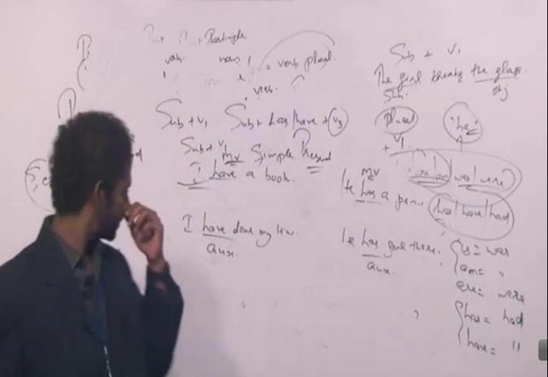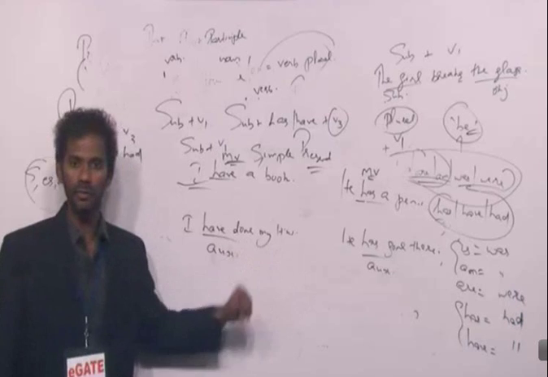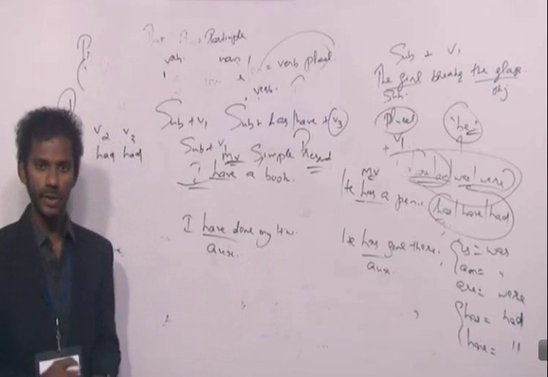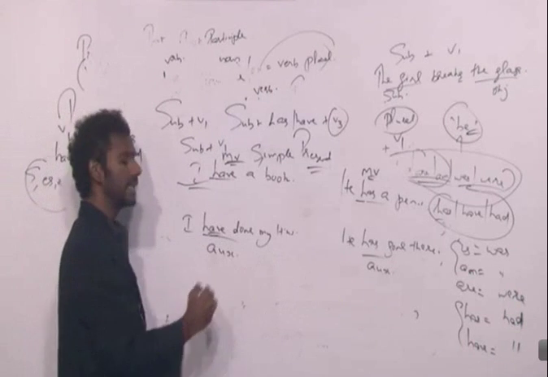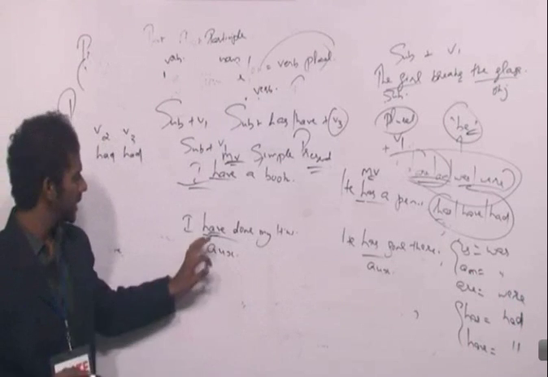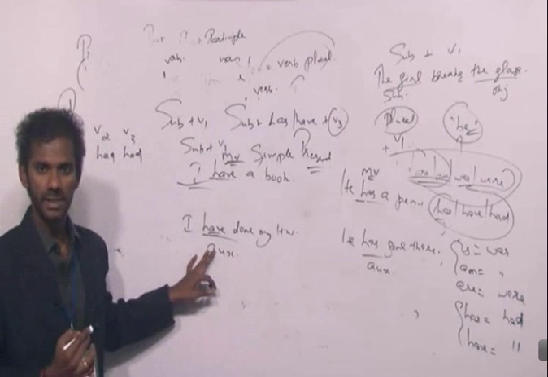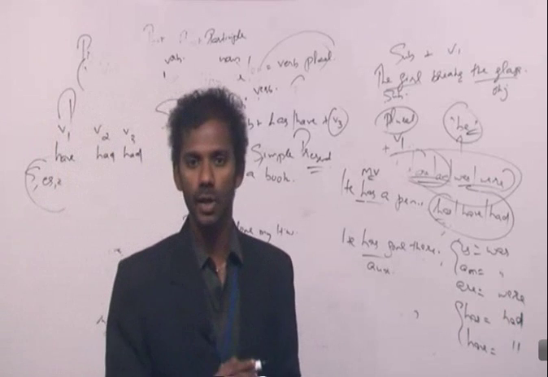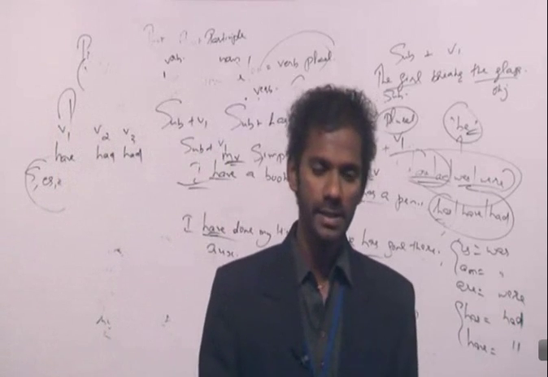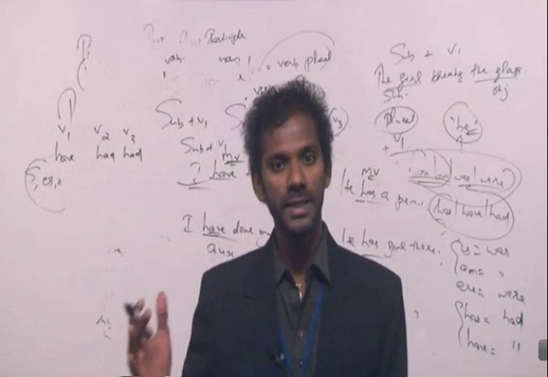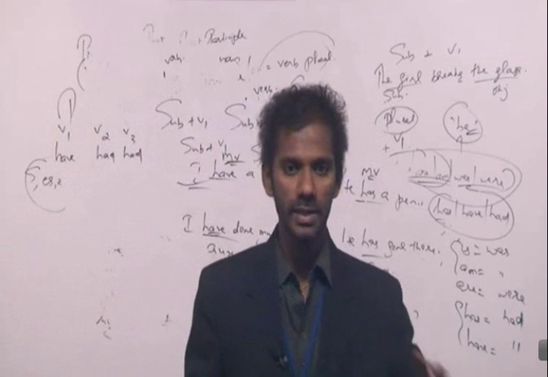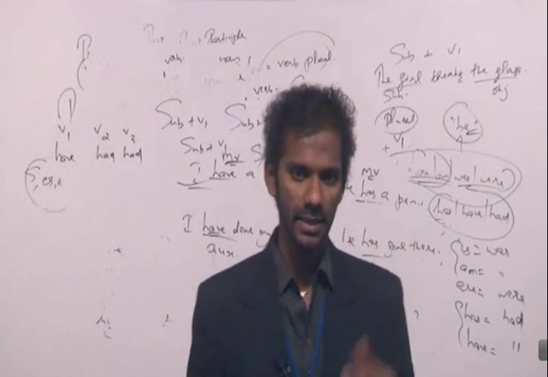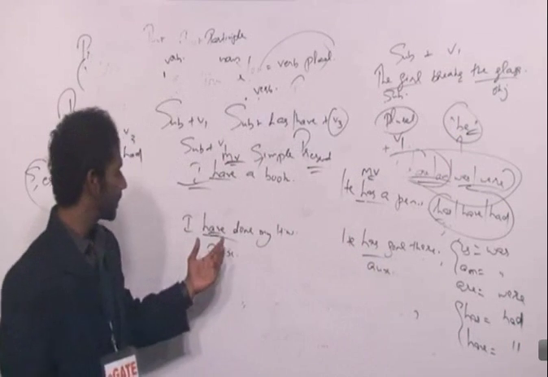Come to the second sentence now. I have done my homework. Which tense? No will or shall. So it is not future. Have comes only in the present tense. So it should be one of the categories of present tense. Clear? Fine. Is it present continuous? ING is not there. So it is not present continuous. It is not present perfect continuous also. Two categories are gone. Now we're left with only two categories. Simple present, present perfect. Clear? Fine. Now think and tell me, is it simple present or present perfect?